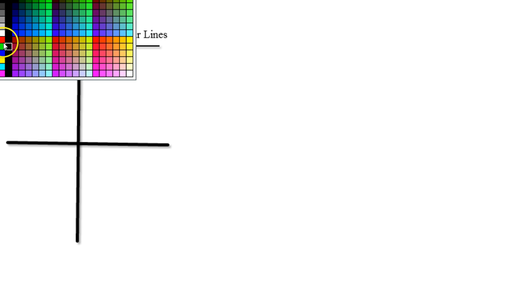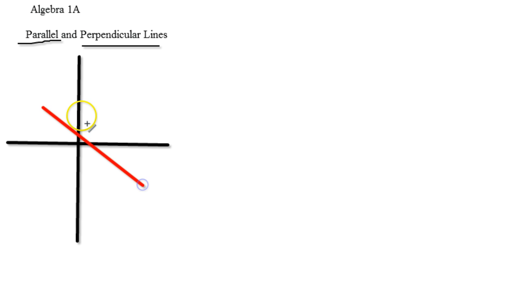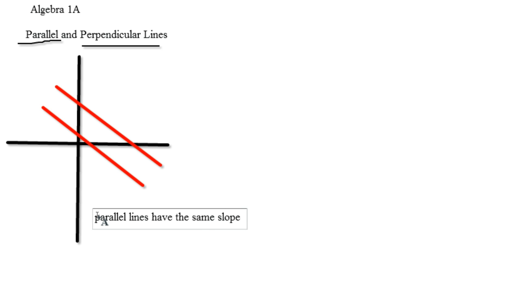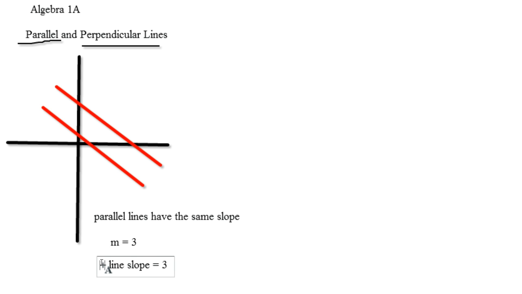Okay, so parallel lines will be lines that never cross. Now, lines that never cross are going to have the same rise and run. So technically, parallel lines have the same slope. So in other words, if one line has a slope of 3, a parallel line, and this is shorthand for parallel, you're going to use shift, and you're going to use the absolute value bars, it's going to be 3 as well.